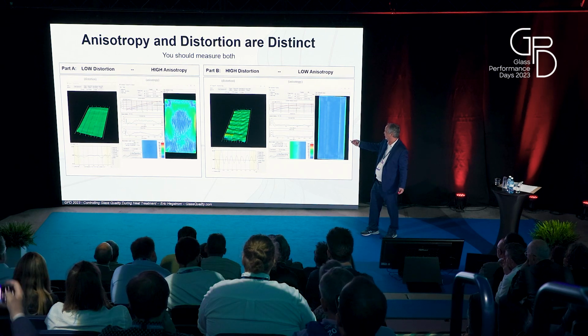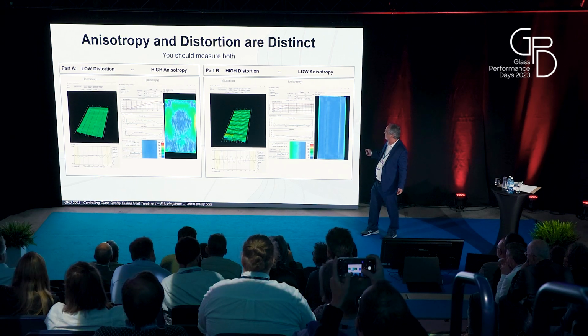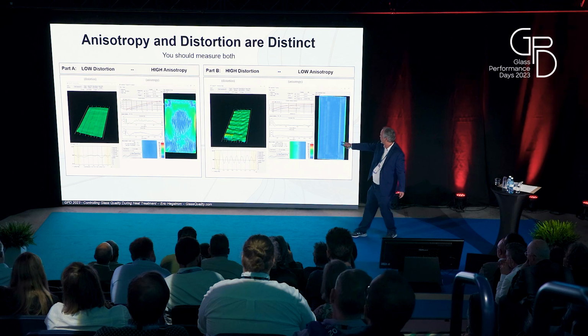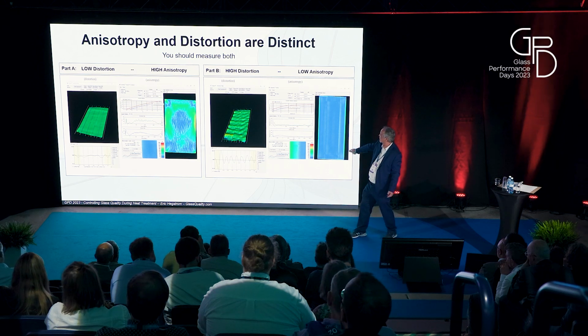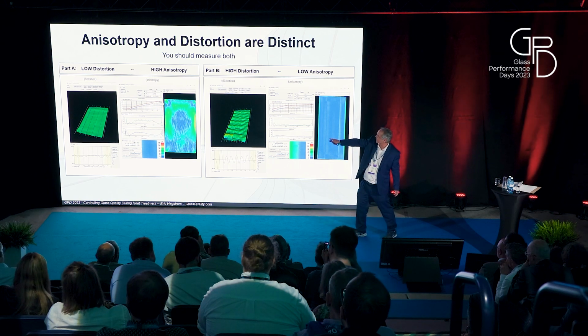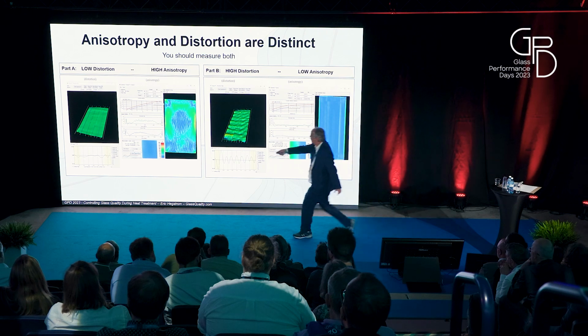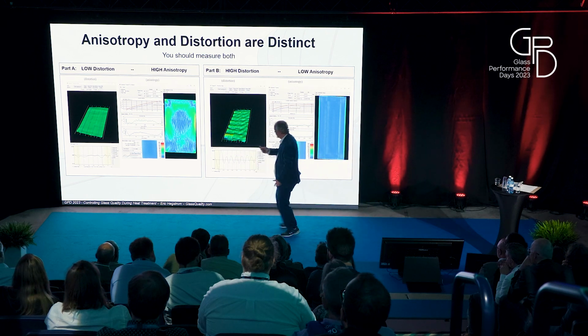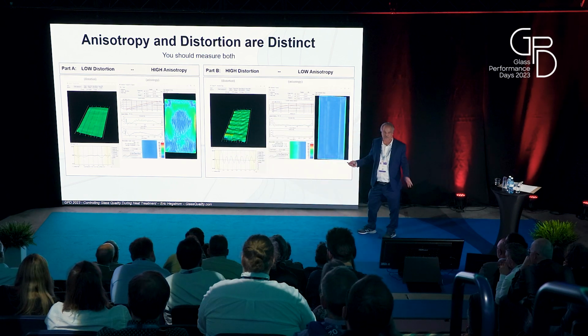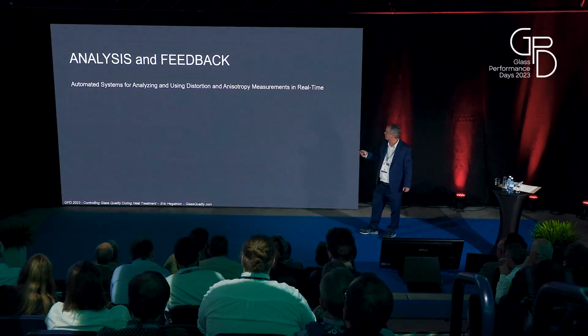This is a quick slide to show that anisotropy and distortion are distinct. I won't spend much time here. On the right is a part with high distortion, low anisotropy. On the left is a part with low distortion, but this high hoop stress anisotropy, which can now often cause a bistable kind of saddle bow condition.